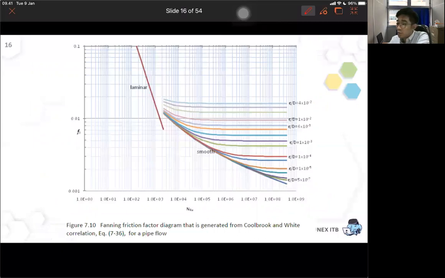Or the other method is using this one. You calculate the Reynolds number. If it falls into the turbulent regime, you use this graph. But you need to use the correct line. The correct line means the value of epsilon over D.